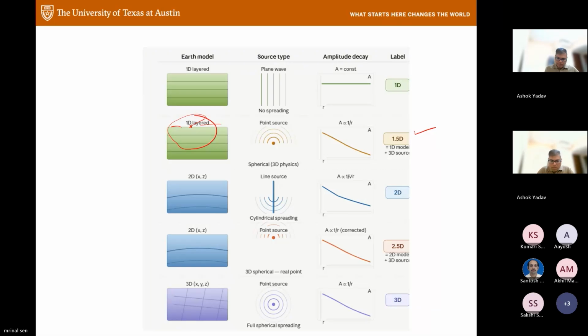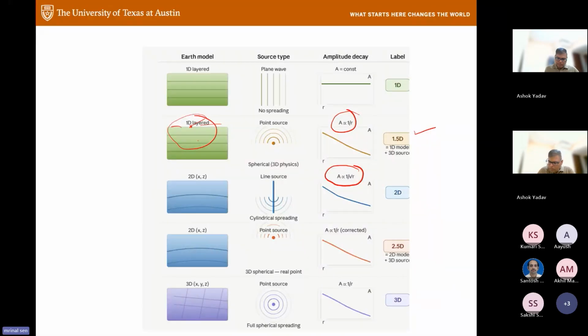and like point source in 1D, the spreading is 1 over r. Okay. Now, when you have a line source in 2D, your spreading is 1 over square root of r. Okay. And this is something that comes out of the Green's function, as you saw already. There is a decay. This is the spreading. So this is not spherical spreading. This is generally called cylindrical spreading.